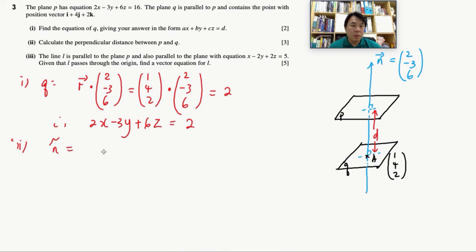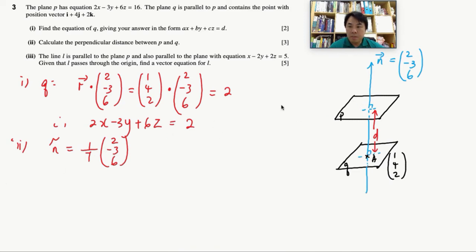Okay, let me see. 36, 4, 40, 49. So that will be 1 over 7 times (2, -3, 6). Now that will be the unit vector in the direction of the normal. And then we know that A is located here.